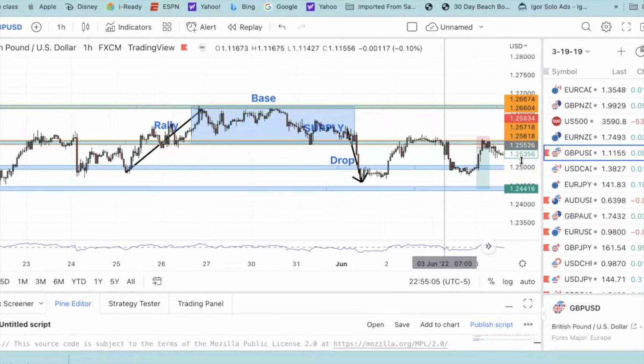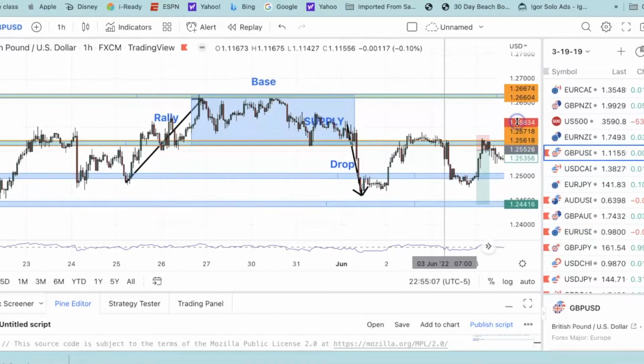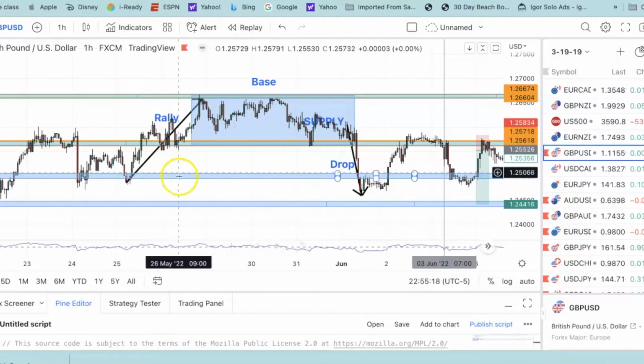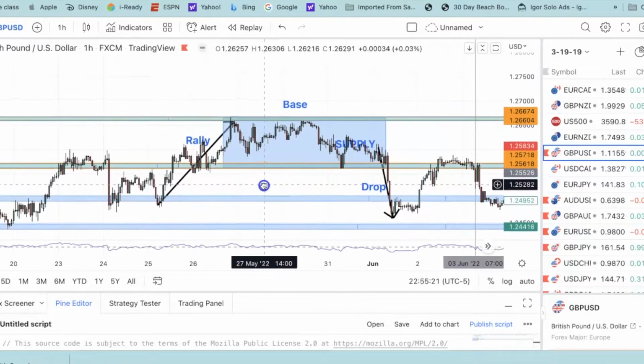Inside of the rally base drop, there's another rally base drop, and you can go on the charts, guys, and identify these over and over again. In fact, I do suggest that if you're trying to understand them, to definitely go look for them on the charts, for all the different supply and demand zones. All right, so if you look right here, we have it right here, guys.